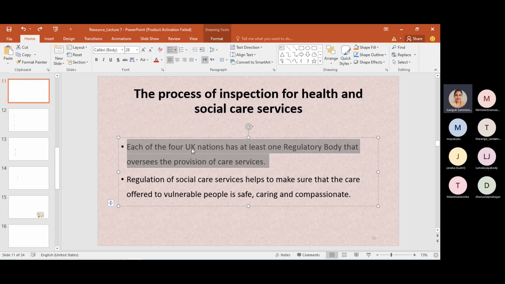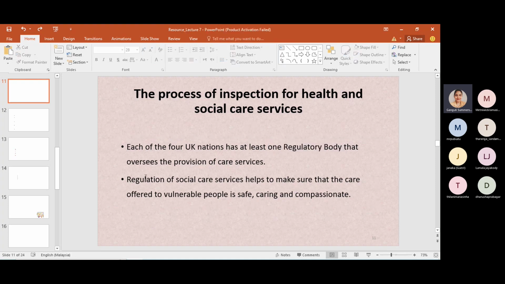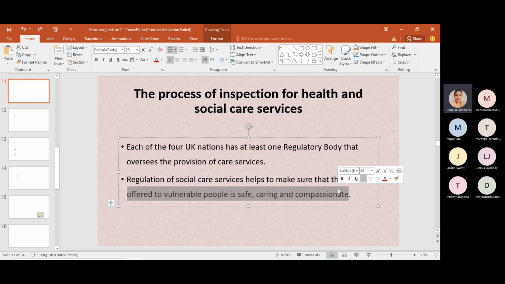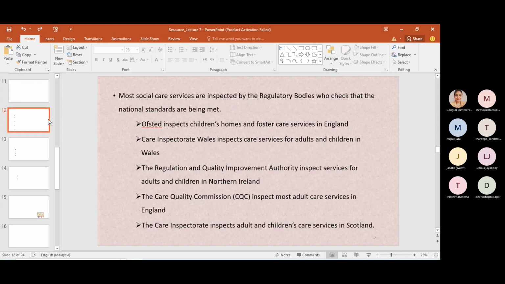So there are 4 UK nations, 4 parts in the UK, which are England, Scotland, Wales, and Northern Ireland. Each part has at least one regulatory body to oversee the health and social care services in that particular part. The regulation of social care services helps to make sure that the care offered to people is safe, caring, and compassionate.